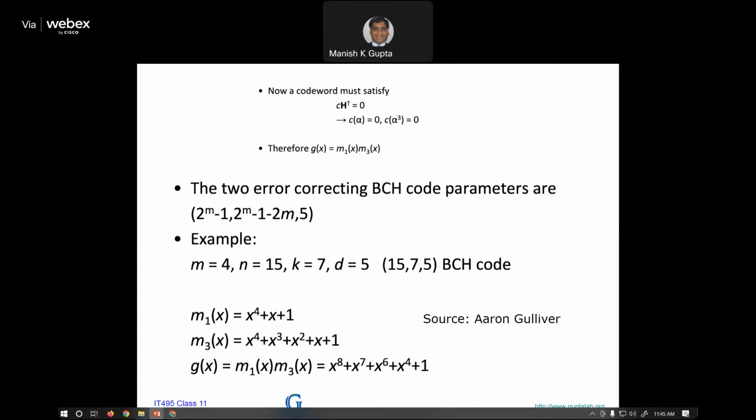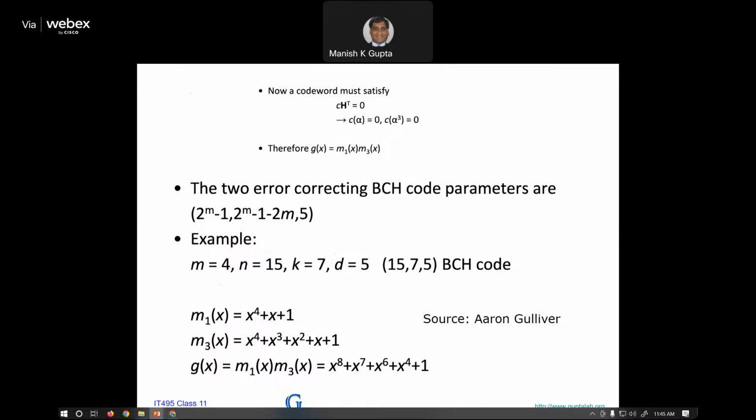Minimal polynomials containing alpha as a root, right? So basically, in general, the parameters for a double error correcting BCH code are: length is 2 raised to power m minus 1, just like Hamming code. In the Hamming code, this 2 term was not there, so it was 2 raised to power m minus 1 minus m. Now there is 2 times m, and distance is 5 now. So distance is 5, you can correct 2 errors.